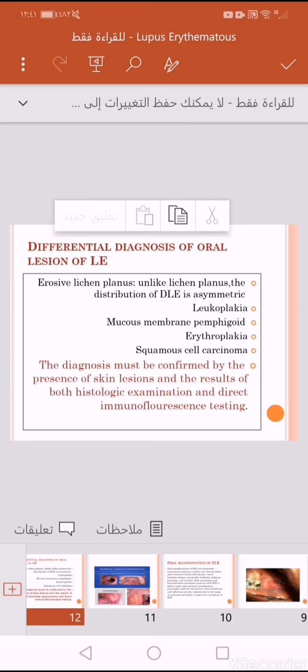So the diagnosis must be confirmed by the presence of skin lesions. We must look at the skin lesions, and also we can achieve a definite diagnosis from the histologic examination and direct immunofluorescence testing. This will lead us to the definite diagnosis of this lesion.